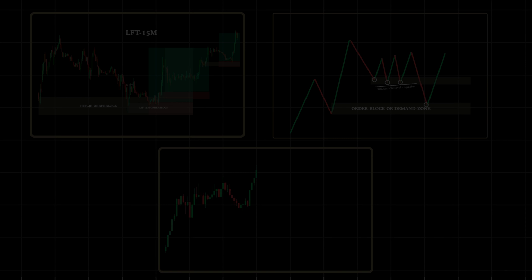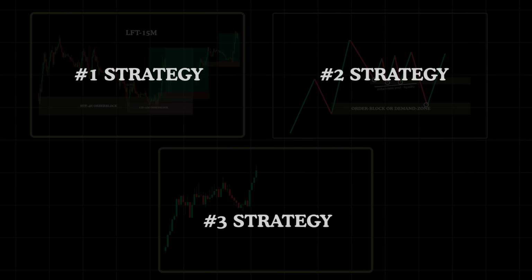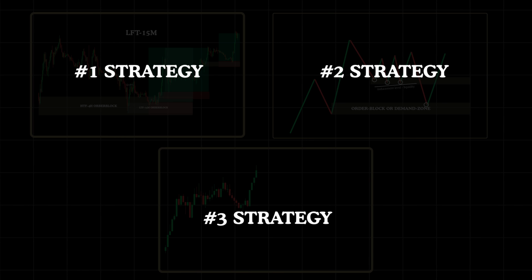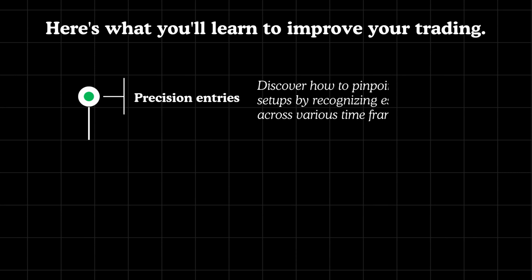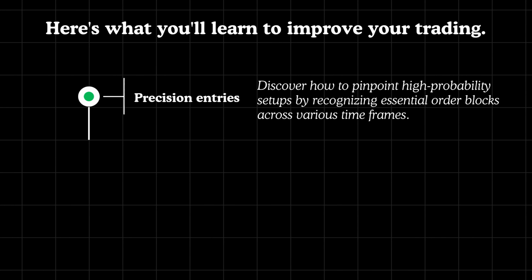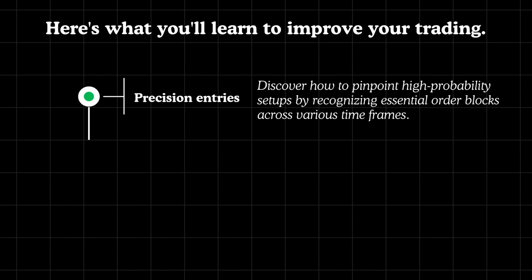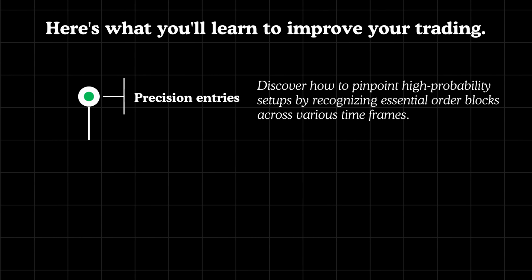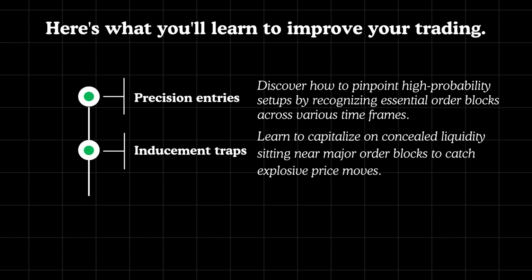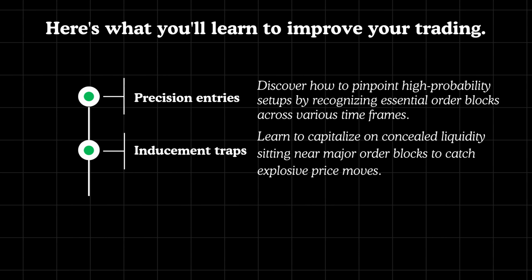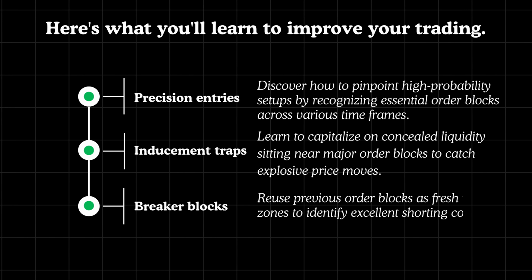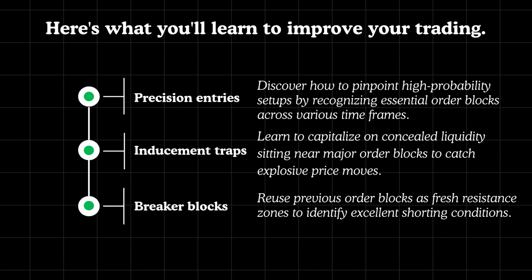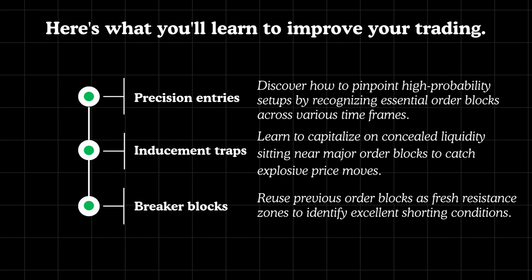That's why today I'm going to break it all down and share 3 powerful order block strategies that might completely shift how you approach the markets. Here's what you'll gain to sharpen your trading. Precision entries. Discover how to pinpoint high probability setups by recognizing essential order blocks across various time frames. Inducement traps. Learn to capitalize on concealed liquidity sitting near major order blocks to catch explosive price moves. Breaker blocks. Reuse previous order blocks as fresh resistance zones to identify excellent shorting conditions.